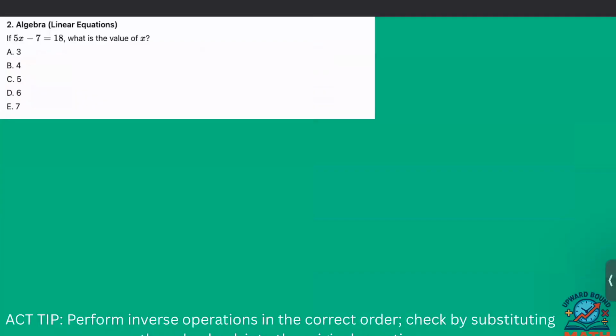Next problem. We're told that 5x minus 7 equals 18. What is the value of x? It's important to note that linear equations increase at a constant rate. We're not graphing this one here, so that doesn't really matter. But what I do want to elaborate on is inverse operations. An inverse operation means that subtraction is the inverse of addition, or vice versa. Multiplication is the inverse of division, or vice versa.